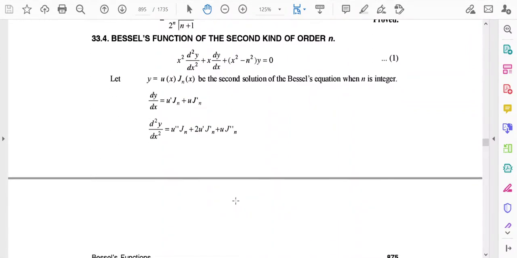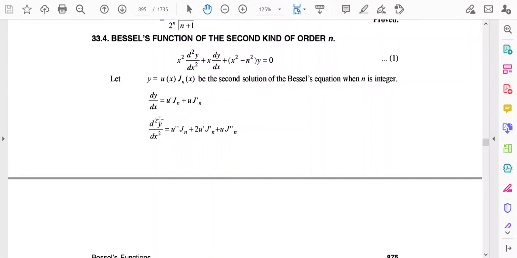Now we will show how to solve Bessel's equation when n is an integer. This is the structure of Bessel's equation, and we will assume that y is equal to u(x) times J_n(x), which is the second solution of Bessel's equation when n is an integer.